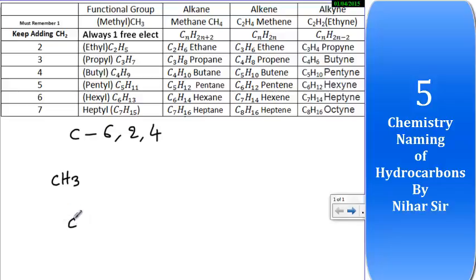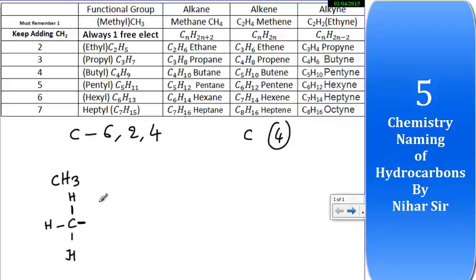This will be my C, right? C requires 4 electrons to become stable. Carbon requires 4 more electrons in its outermost orbit. Its outermost orbit already has 4 electrons, so 4 more electrons are required. Now hydrogen has 1 electron, so it will share it with carbon, right? And here is an empty space.